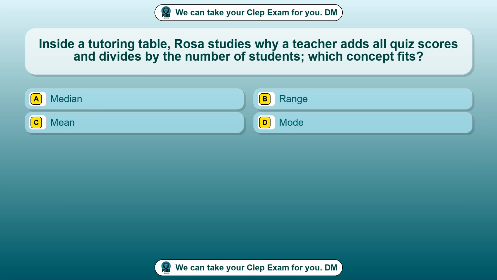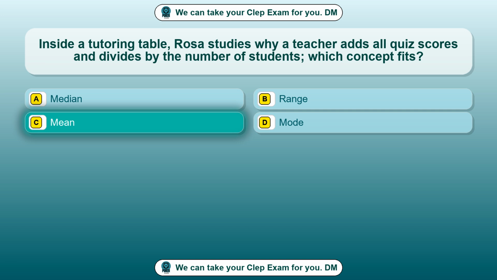Question 93. Inside a tutoring table, Rosa studies why a teacher adds all quiz scores and divides by the number of students. Which concept fits? Option A, median. Option B, range. Option C, mean. Option D, mode. The correct answer is option C, mean.